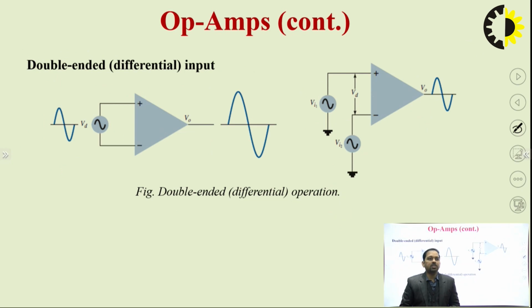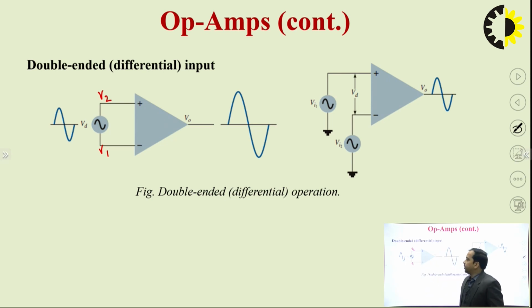Now, what is double-ended or differential input? In this circuit we have Vd, where let's say this is V2 and this is V1, and we have applied a sinusoidal signal in between both the input terminals. So we are utilizing both the input terminals of the op-amp. That is known as double-ended input or differential input. The signal is applied in a differential manner.